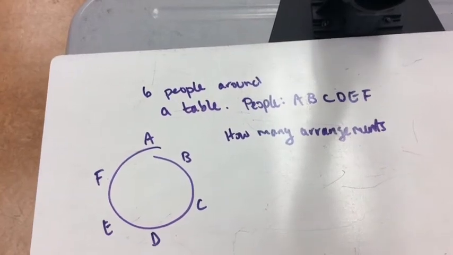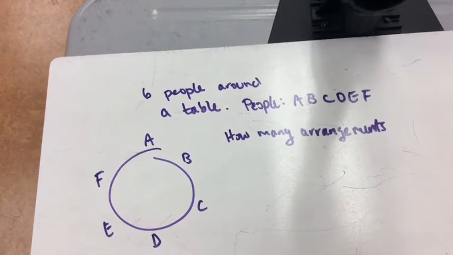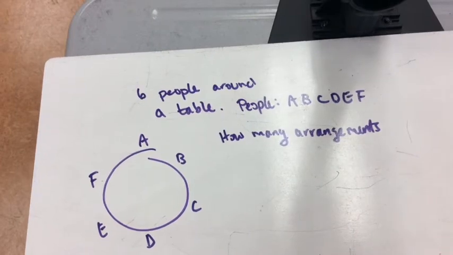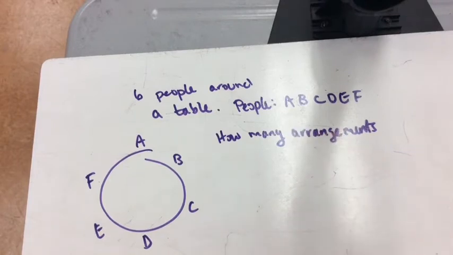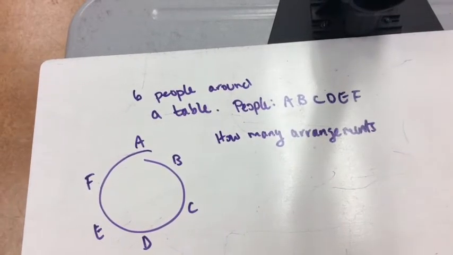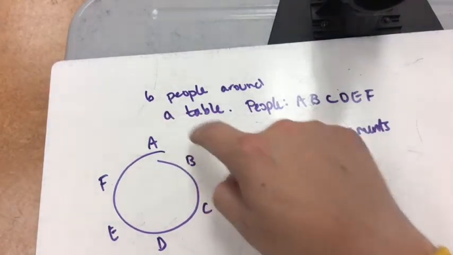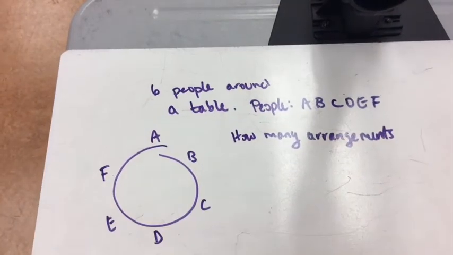Okay, this first problem is a circular permutation problem. It's saying we have 6 people around a table, and here are the people, A, B, C, D, E, F. Those are 6 people. How many arrangements can we have? And so what happens here is we have A, B, C, D, E, and F.